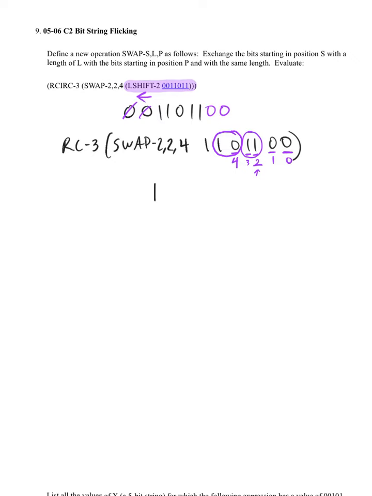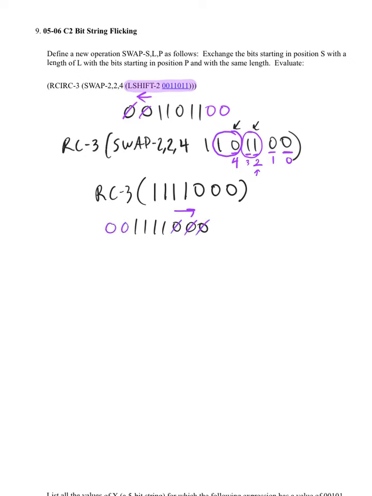Okay, so now when we do the swap, the 1 stays the same. Now this, so we have 1, 1, then this, 1, 0, 0, 0. So that is our new swapped string. And then in the last step, we just do a rcirc 3. So we have 1, 1, 1, 1, 0, 0, 0. We're moving to the right. So 0, 0, and 0. And then this is the final answer.